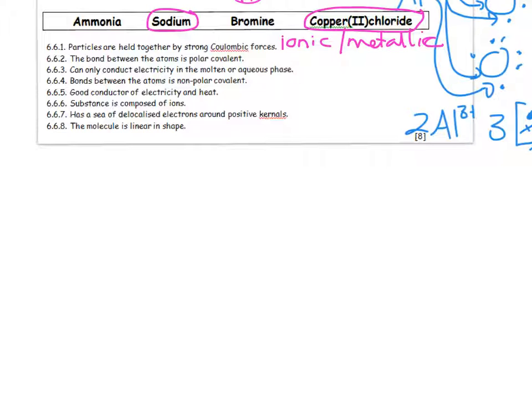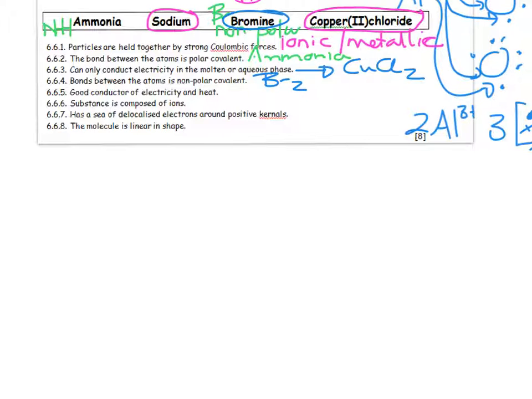The bond between the atoms is polar covalent. So I have to have a polar covalent. The bromine is non-polar because it's Br2. And the ammonia is between nitrogen and hydrogen, which is definitely polar, so that is going to be your correct answer. Can only conduct electricity in the molten or aqueous phase. That is true of any ionic substance, so it must be the copper chloride. Bonds between the atoms are non-polar covalent. We've just discussed that. That's going to be your bromine.